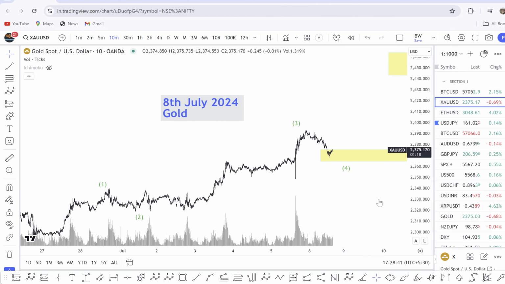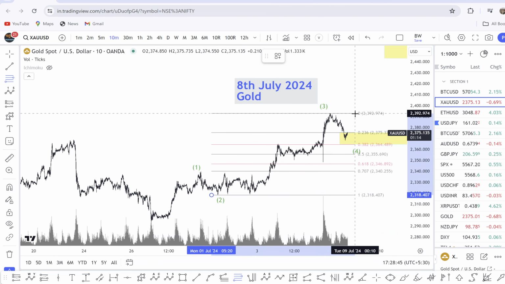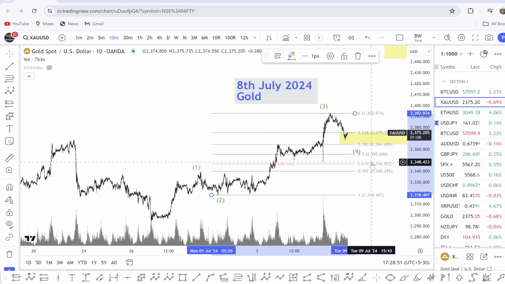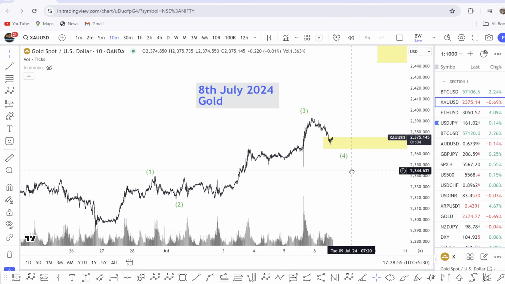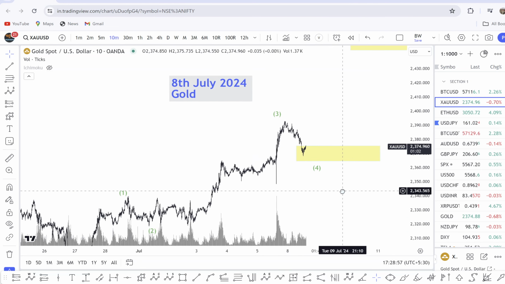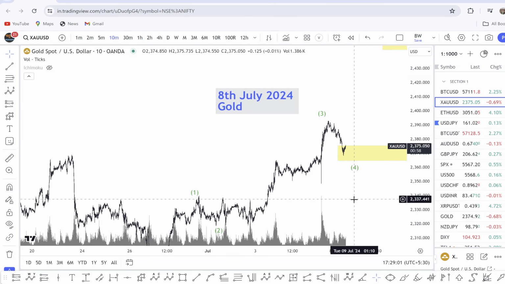Now, this is the third wave. It is the fourth wave between the 58, 38 percentage. This is the area of interest for buyers.